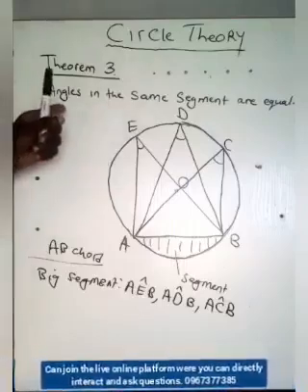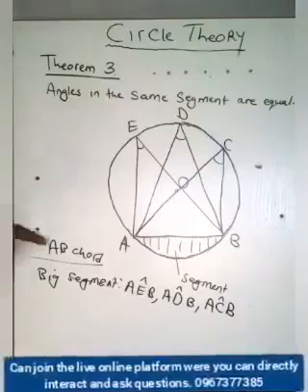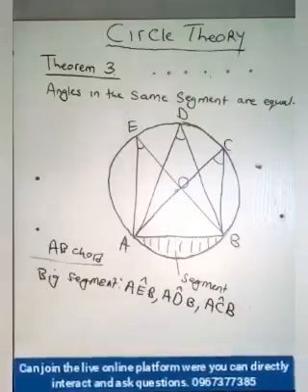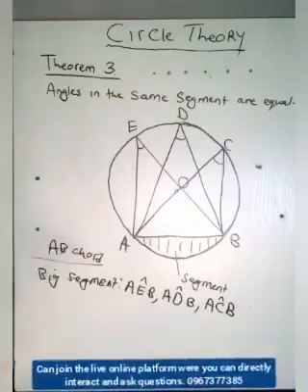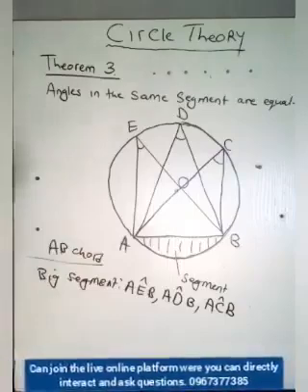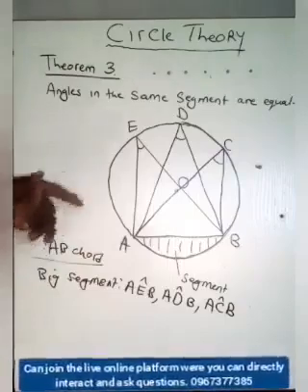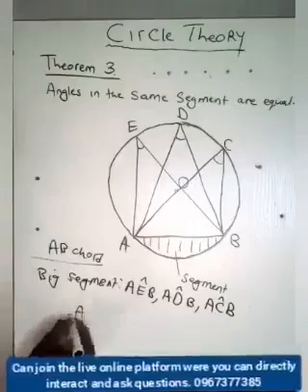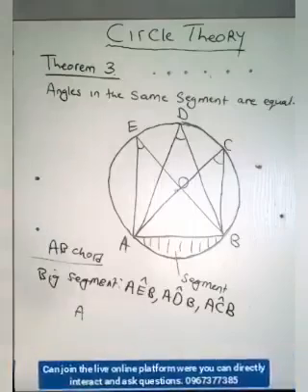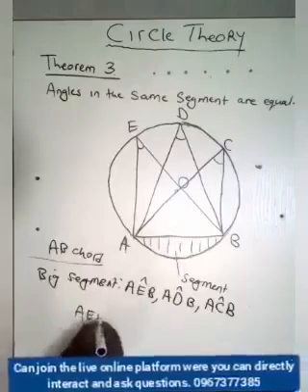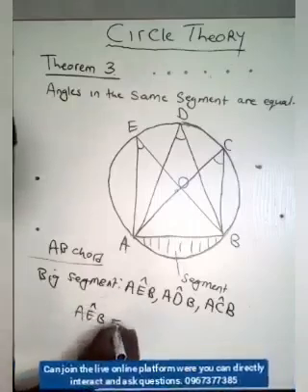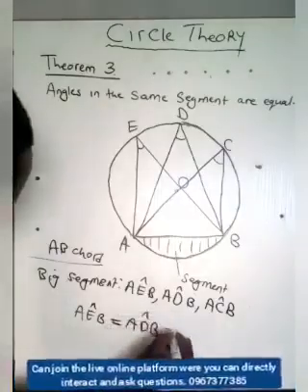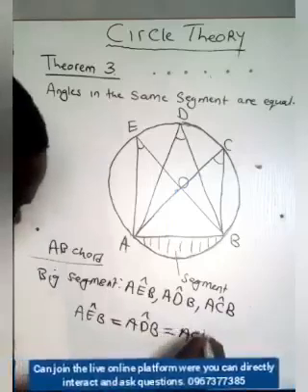So what does this theorem state? For you to apply this theorem, first you have to look at the chord which those angles are sharing. If you find that there are angles sharing the same chord and they are in the same segment, then those angles are equal. This is a very easy theorem. So what does this mean? It means angle AEB is equal to angle ADB equal to angle ACB.